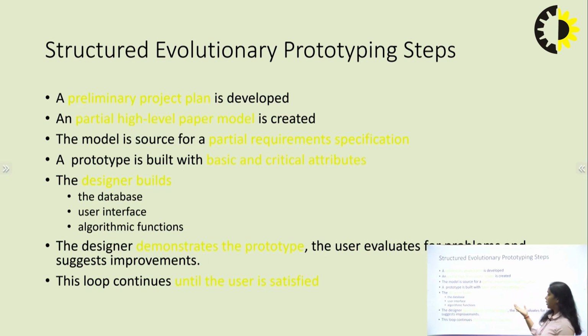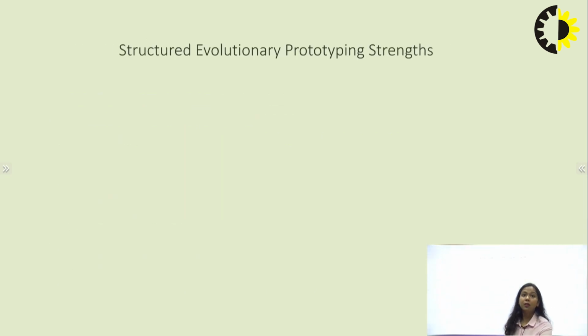The designer demonstrates the prototype, and the user will use it and give feedback on it. Whatever suggestions come, the loop continues once again. The complete design is done, the modification is done, and the prototype is produced again. This will stop only when the user is satisfied with the prototype. Once the user is satisfied, the developer starts developing the end product. Those are the main steps involved in prototyping.